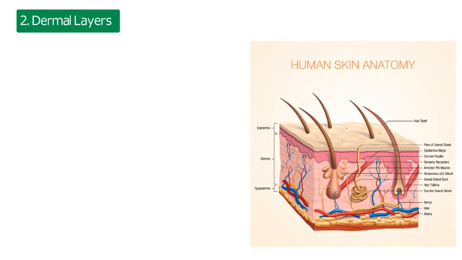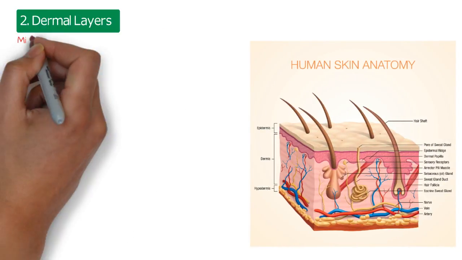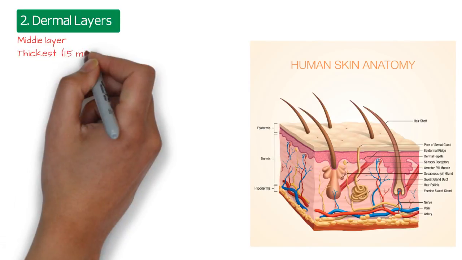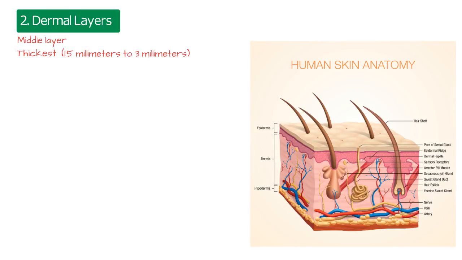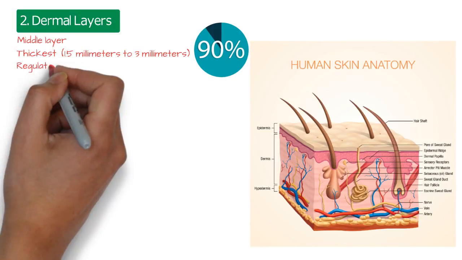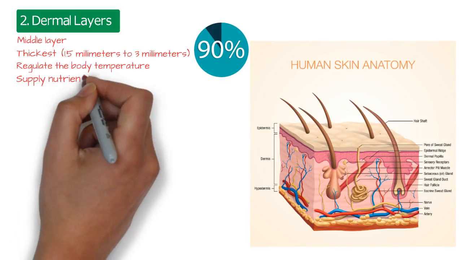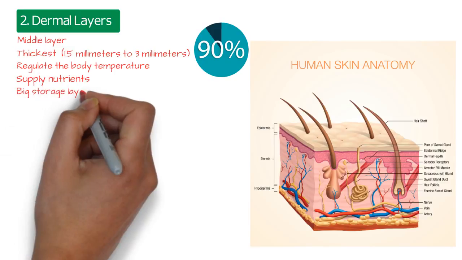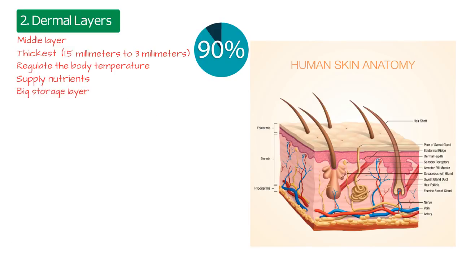Dermal layers. The dermis is the second or middle layer of skin and is the thickest part, being between 1.5 mm to 3 mm thick and accounting for 90% of the skin's thickness. The main function of this layer is to regulate the body temperature and supply nutrients to the epidermis, which has no blood vessels for nourishment. The dermis is also a big storage layer for water and contains most of the special structures of the skin.